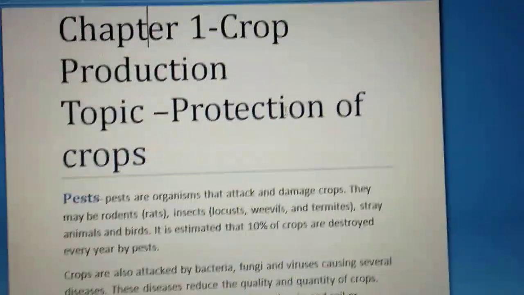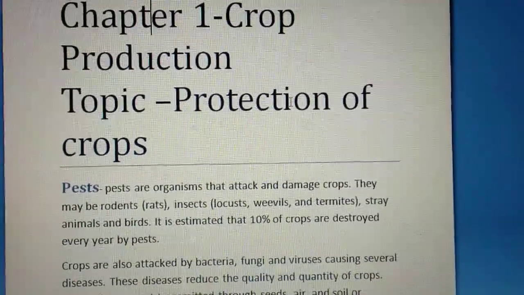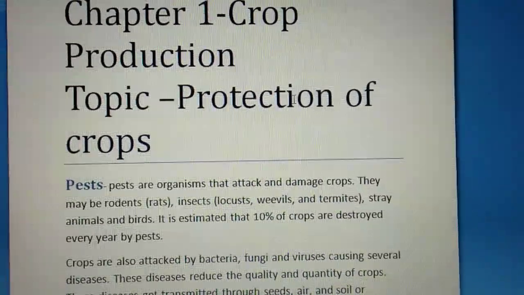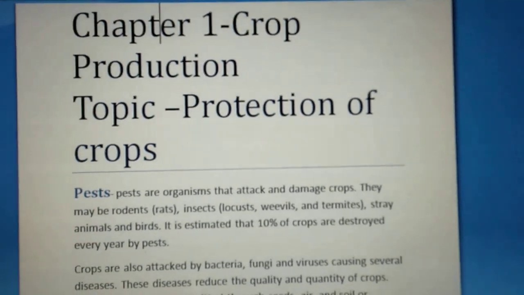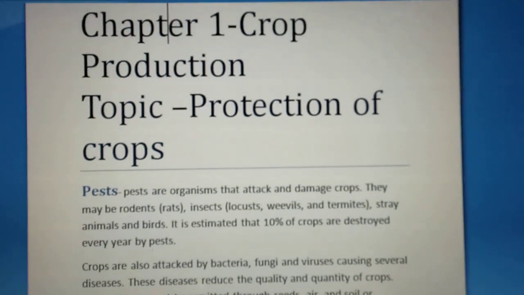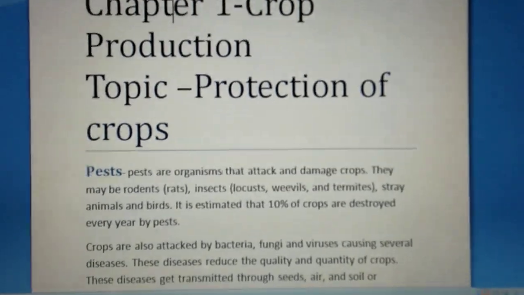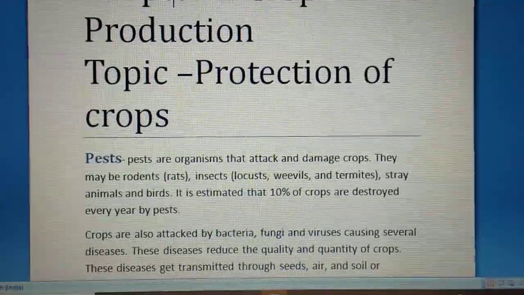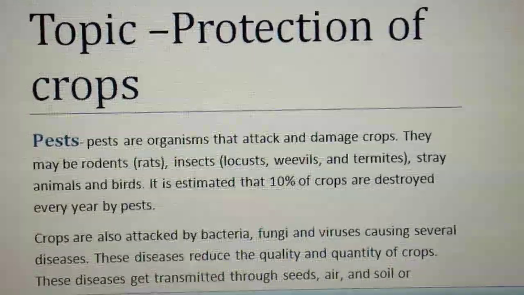So as you know, I am describing the chapter crop production. After describing the topic weeding, I will come to the topic protection of crops. That means the crops are now growing and we have to protect them from various insects and various parasites like bacteria, viruses, etc. So first I am going to tell you how a farmer can protect his crops.